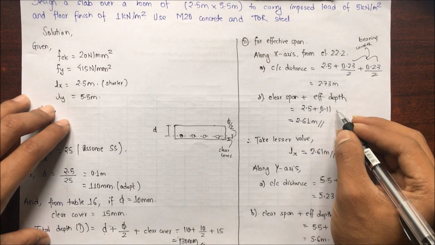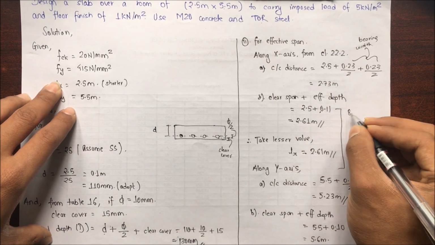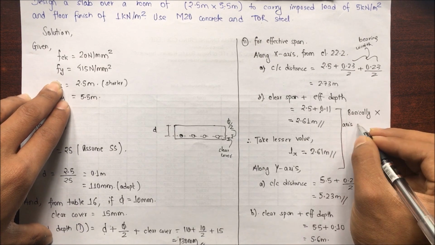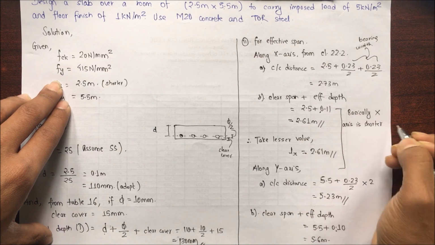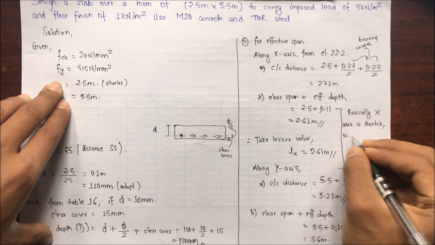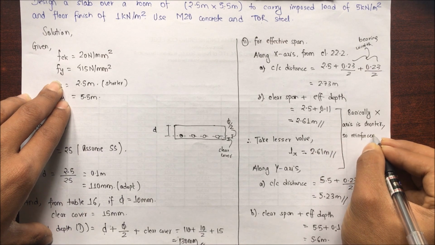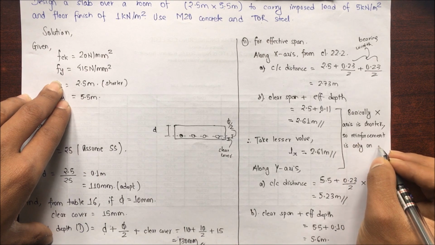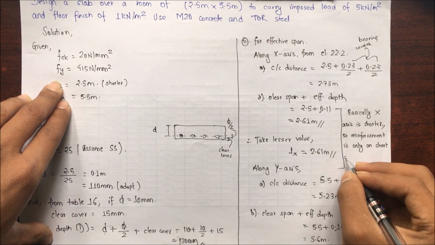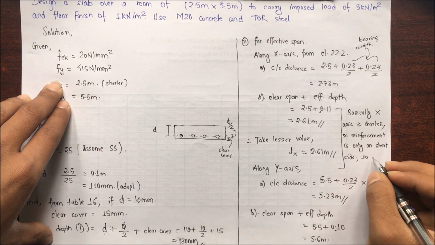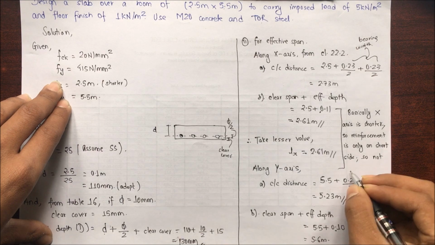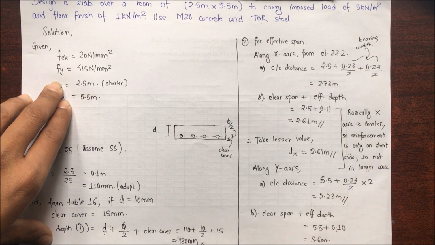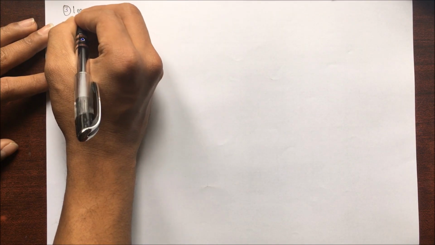Because the x-axis is the shorter span as we have considered, reinforcement will be provided only on the shorter side, that is, parallel to the shorter side, not on the longer side. Hence the reinforcement responsible for taking the deflection is provided along the x-axis only, so we do not consider it in the y-axis. We have reduced the bar size because 110 mm is the effective depth including the bar size. If I don't include the bar size, then it will be 100 mm.